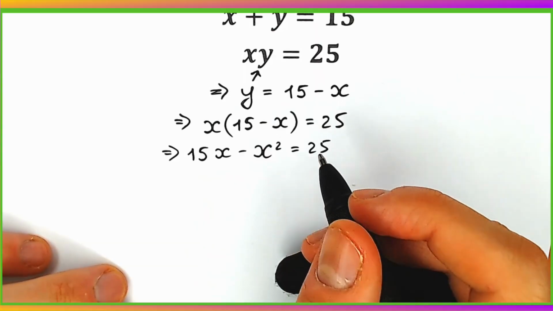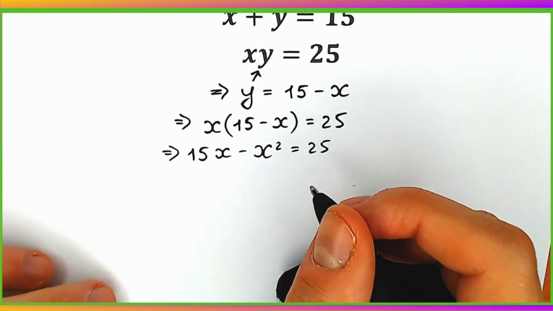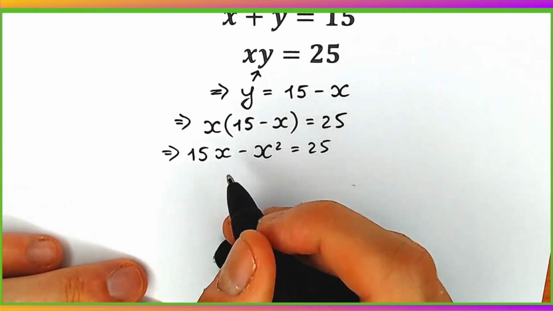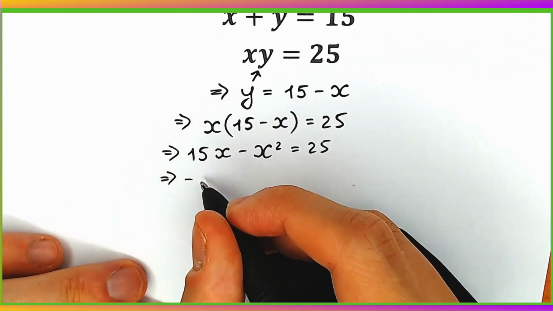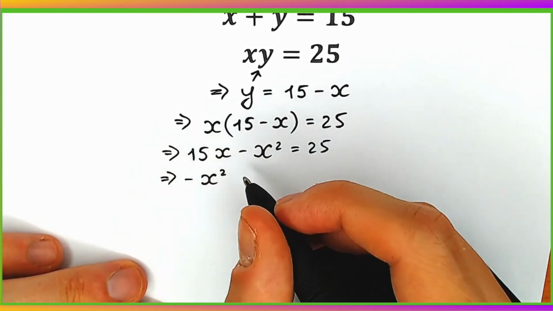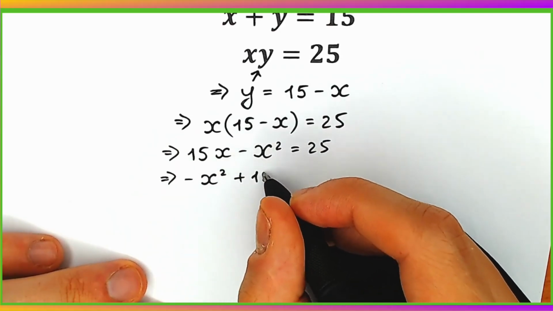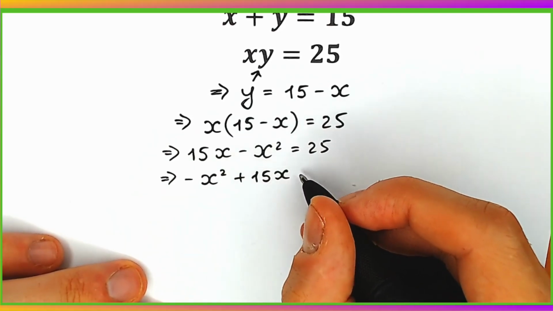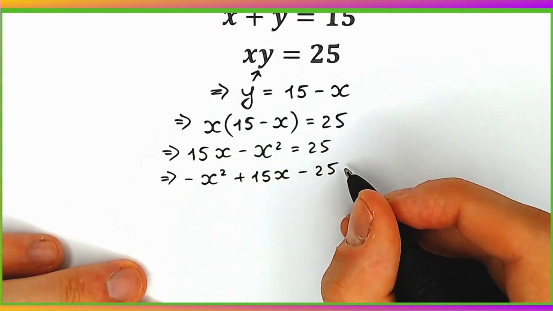It looks like this is a quadratic equation, but we prefer a little bit different order. Let's write minus x squared on the first position, on the second position plus 15x, and minus 25 from our right side, so minus 25 equal to 0.